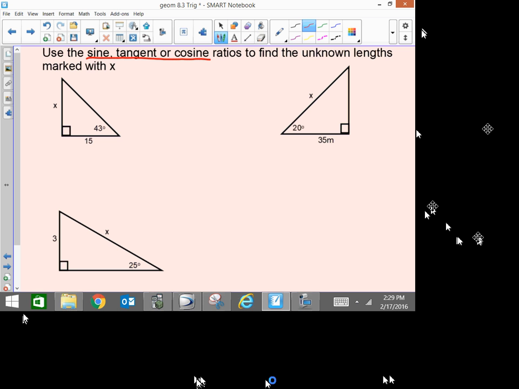So, if we are using this angle, then what is this side going to be? Opposite, adjacent, or hypotenuse? Adjacent. So I'm going to put a little A there for adjacent. What is the x, which is the other one that we want to know about? Opposite or hypotenuse? Opposite. So you say, I'm going to have to use the function that uses the O and the A. Which one would that be? Tangent. Very good.